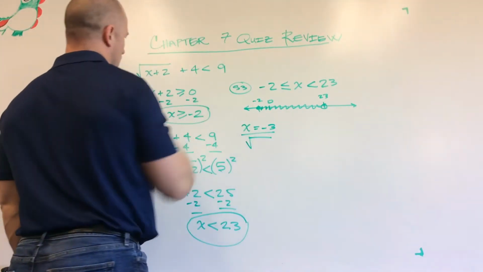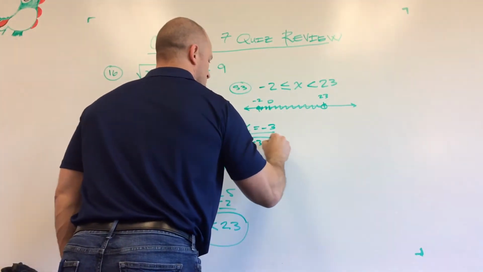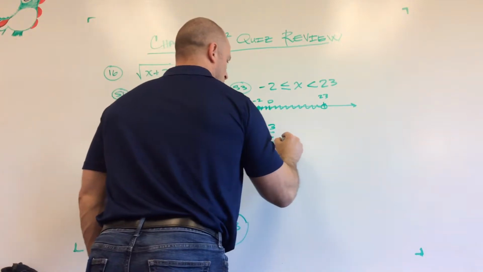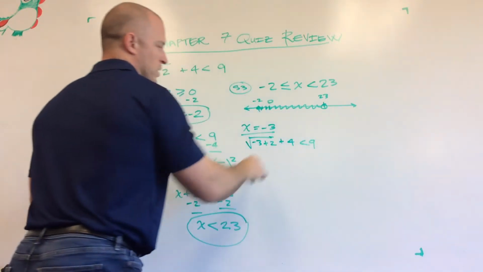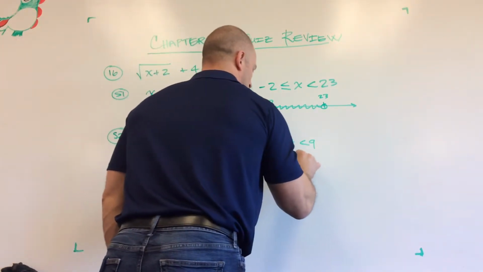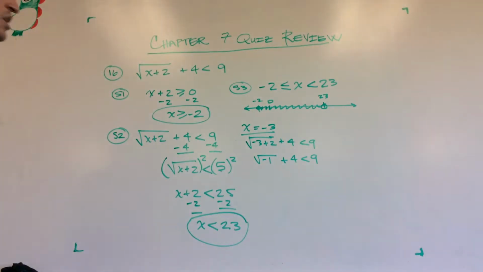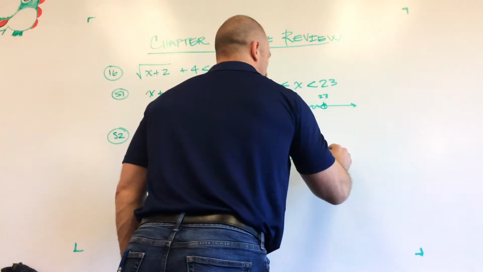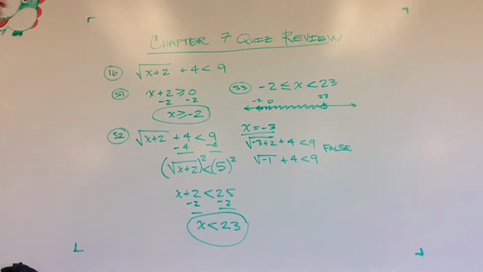So here, instead of x plus 2, we're going to put in negative 3. Negative 3 plus 2, plus 4 outside the radical, is less than 9. Right away, we can see we have a problem here because this becomes negative 1 in the radical. We're not able to do that, as that would generate an imaginary number, so we can immediately say that that solution is false, which gives us exactly what we wanted.